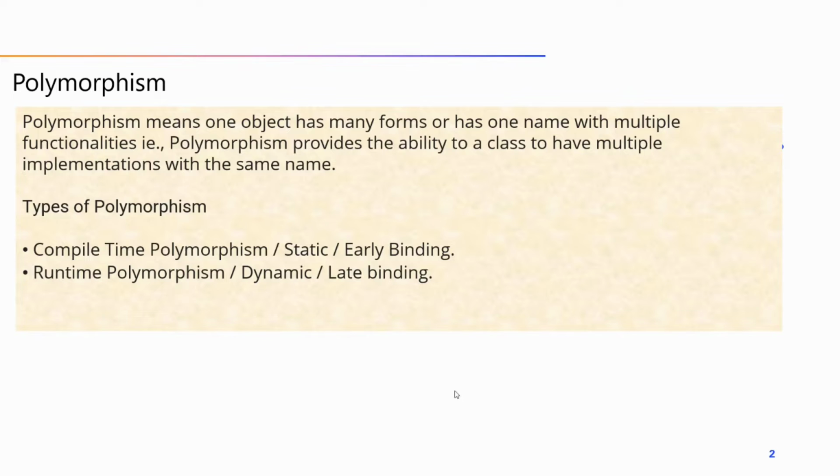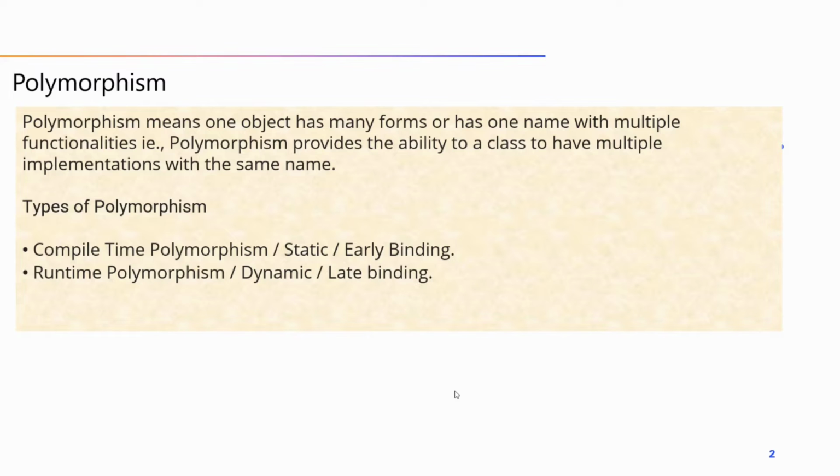Hi all, let's see polymorphism in C#. Polymorphism means one object has many forms, or one name with multiple functionalities. That is, polymorphism provides the ability to a class to have multiple implementations with the same name.